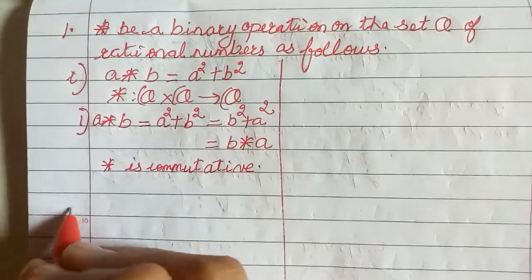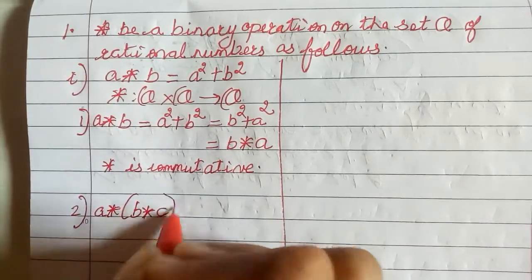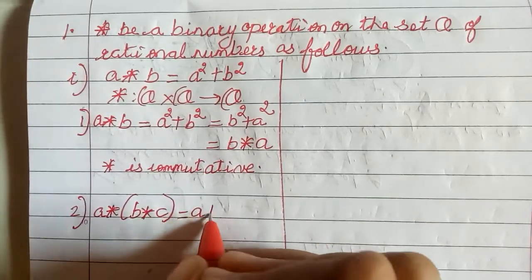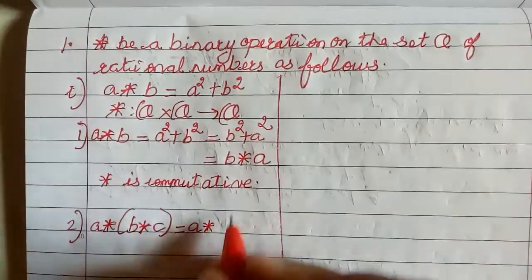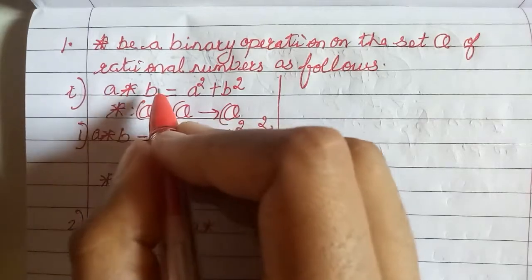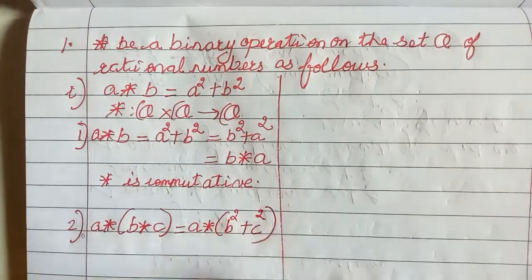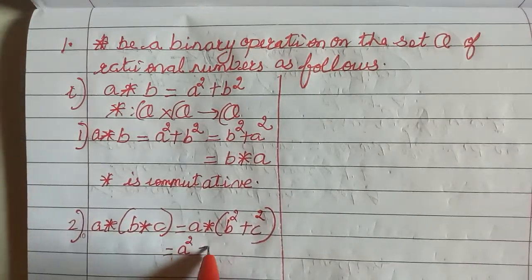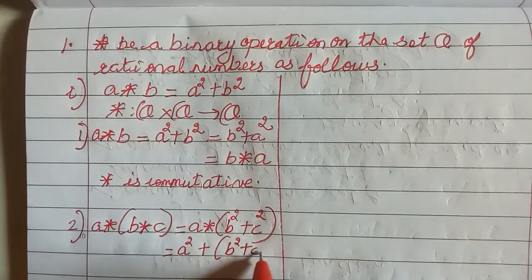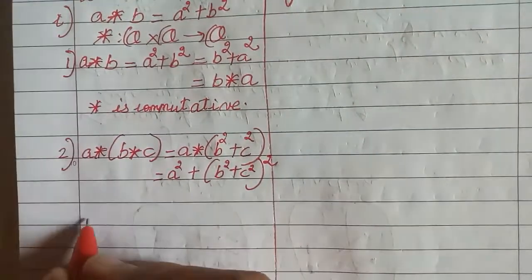Okay, now associative. What is A star B star C? We have to compute, right? Always compute what is in the bracket first. So B star C is what, children? By the definition, first term square plus second term square. So it is going to be A star B square plus C square. Right? Now next, it will be this term square plus the second term, which is B square plus C square, the whole square. Okay, I am not expanding it.